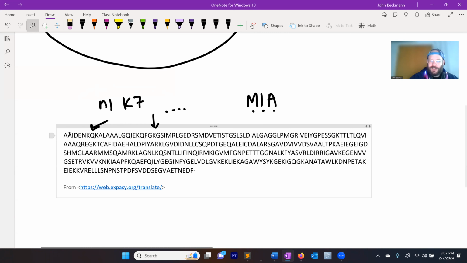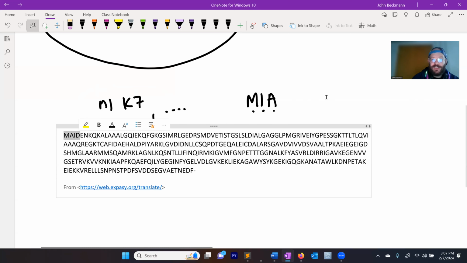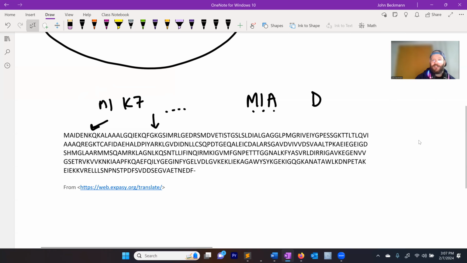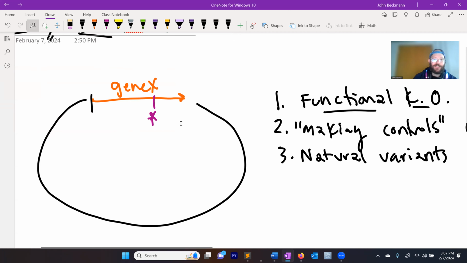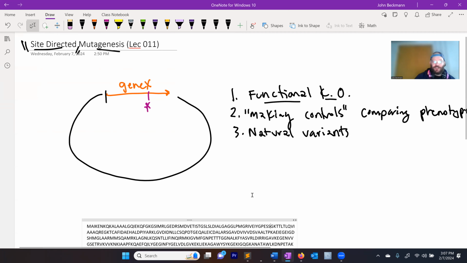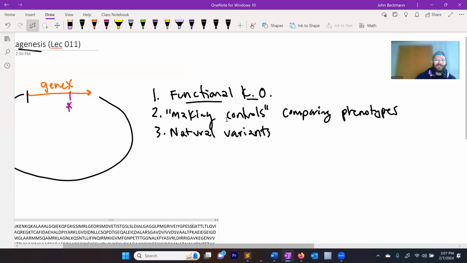Let's bring this back. Let's do D1, 2, 3, 4. This is D4 right here. And if I change that to K, that's then D4K. Okay. So this is how you annotate mutations. You should know this because I'm teaching you how to make the mutations. So when you make them, you typically have to annotate them. Okay. So it's useful for making controls, making negative controls, potentially functional knockouts, studying natural variations.